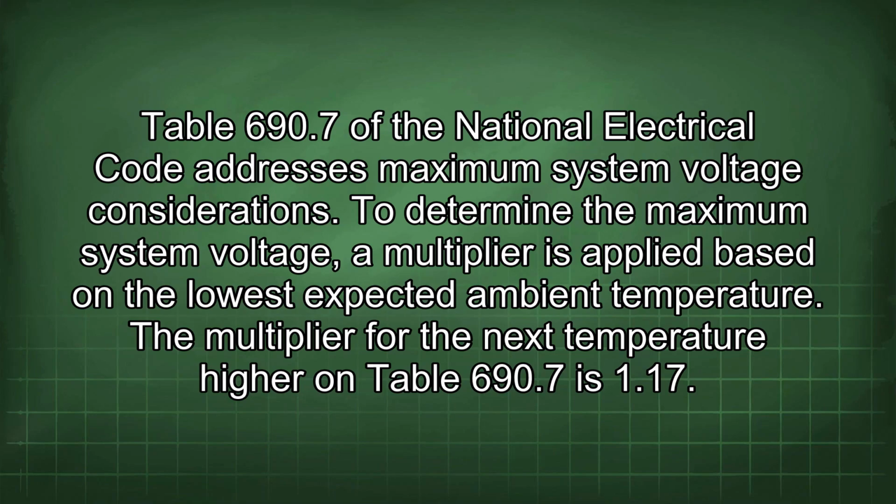Table 690.7 of the National Electrical Code addresses maximum system voltage considerations. To determine the maximum system voltage, a multiplier is applied based on the lowest expected ambient temperature. The multiplier for the next temperature higher on Table 690.7 is 1.17.